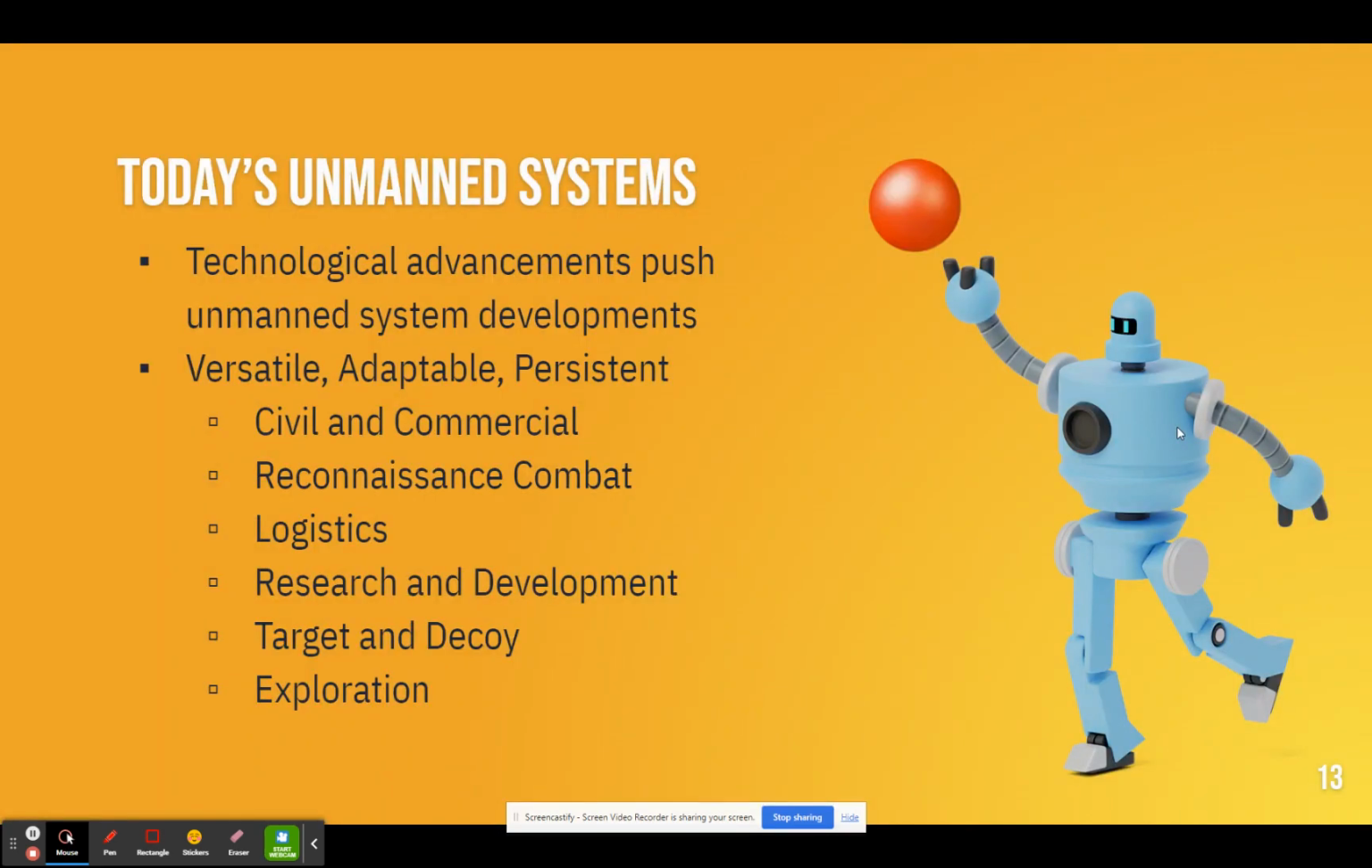This is in comparison to today's unmanned systems, where technological advancements have pushed unmanned systems development. We're looking at more versatile, adaptable, and persistent systems in civil and commercial areas, recon and combat, logistics, research and development, target and decoy, and exploration. There are a lot of unmanned vehicles out there today, and that's the focus of your lesson and activity for unmanned systems.